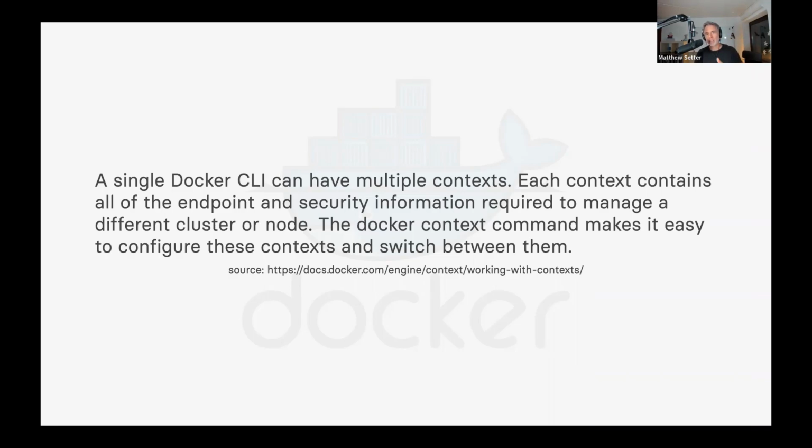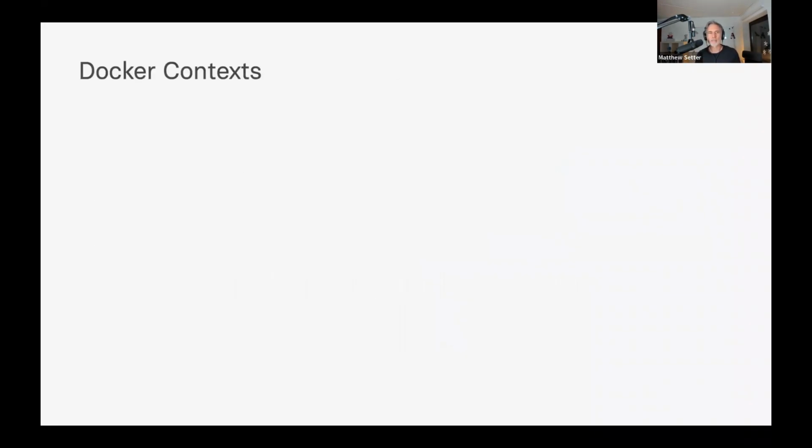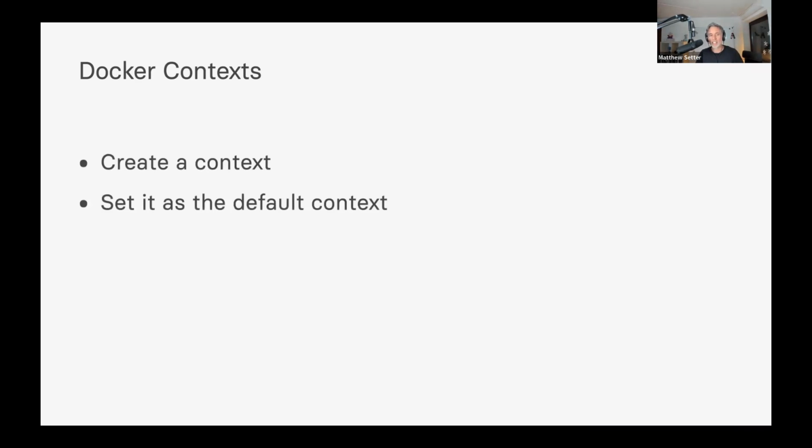So by using the Docker context set of commands, you can add any number of additional ones and then swap between them, which is handy when you're deploying for multiple projects, for multiple clients, and so on and so forth. When working with it, you really only have to do two things, which is create it and then set it as the default. Then run your commands as you normally would.